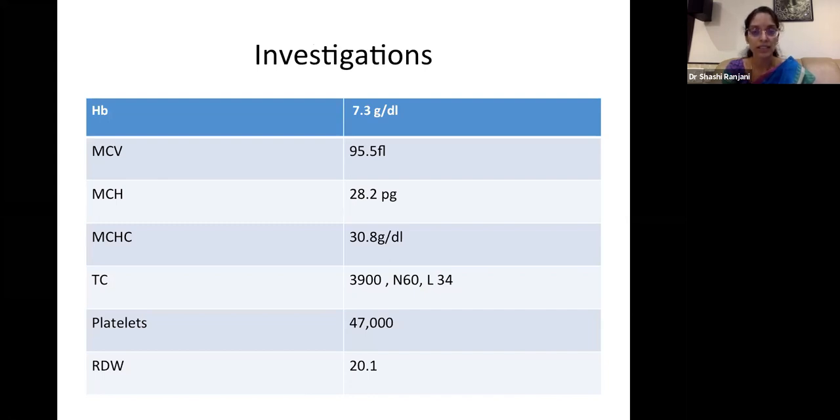He had macrocytic anemia, and his total count is also on the lower side, and his platelets are also low. So he has pancytopenia, a borderline total count, but all 3 cell lines are affected. But if you see the RDW, it is elevated. It's 20.1. So what would be a diagnosis at this stage?